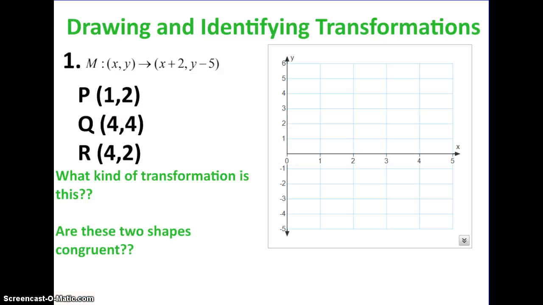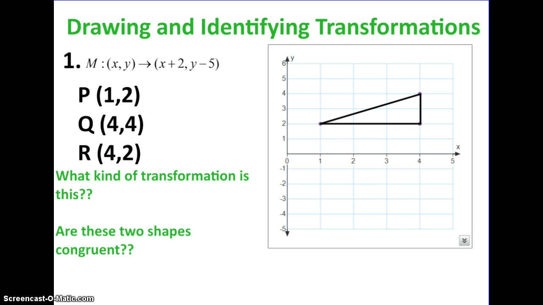Alright, so what we have here is we want to make a transformation. We are given that P, Q, and R are (1, 2), (4, 4), and (4, 2), and it's our job to plot those points. So (1, 2), (4, 4), and (4, 2). So what I've got here is probably going to be a triangle. Alright, so there's my triangle. Now we want to add 2 to every x and subtract 5 from every y. So here's what we're going to do.